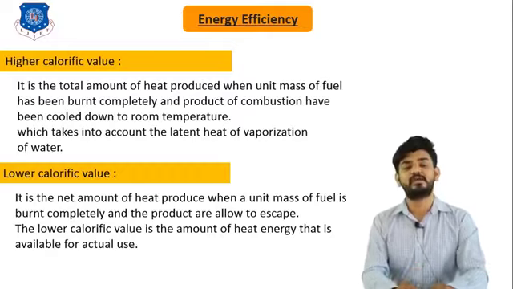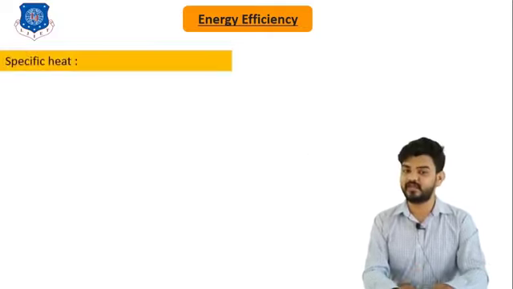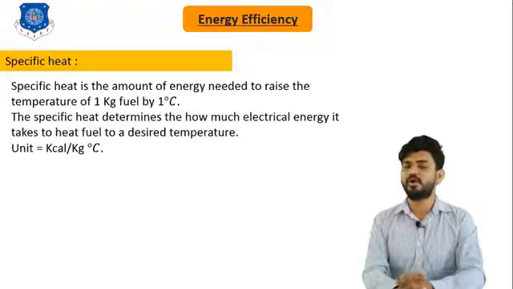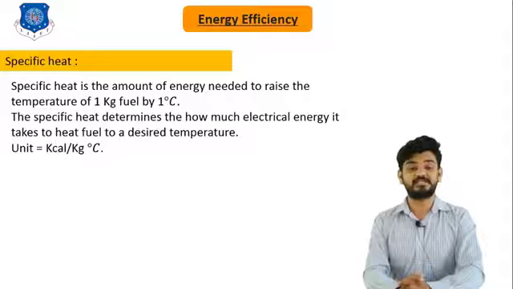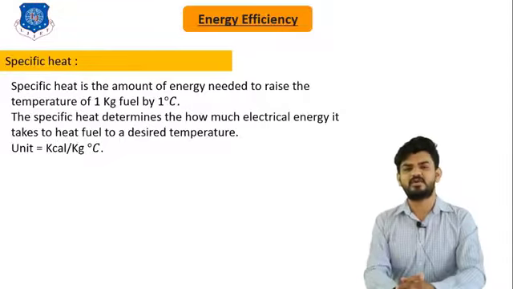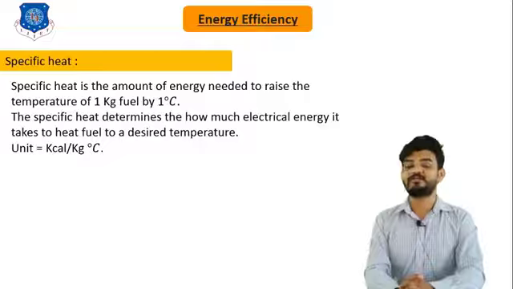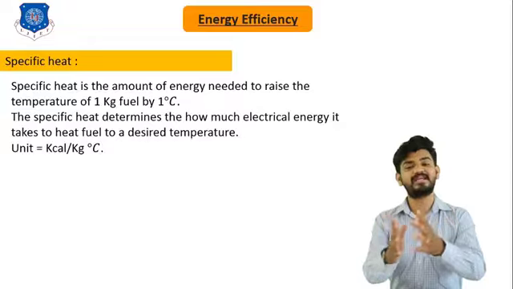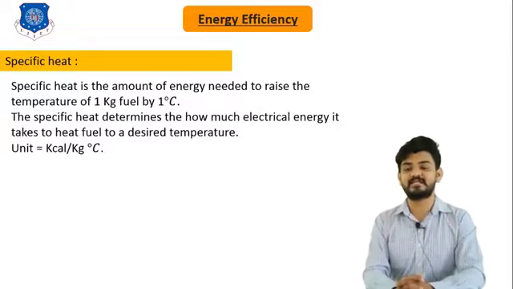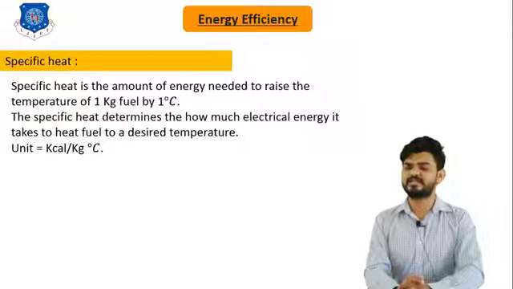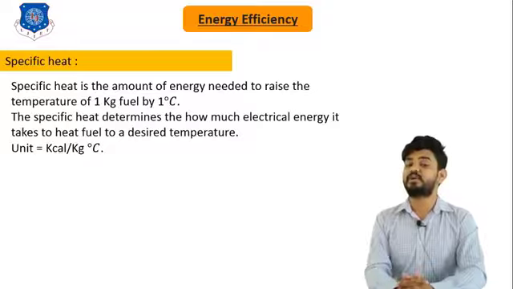Now let's move to the next property, and that is specific heat. Specific heat is also not new to us. We have already studied this definition in thermodynamics. It says that specific heat is the amount of energy needed to raise the temperature of 1 kg of a fuel by 1 degree Celsius. The specific heat determines how much energy it takes to heat up the fuel and raise its temperature to the desired value. Its unit is kilocalorie per kg per degree Celsius.